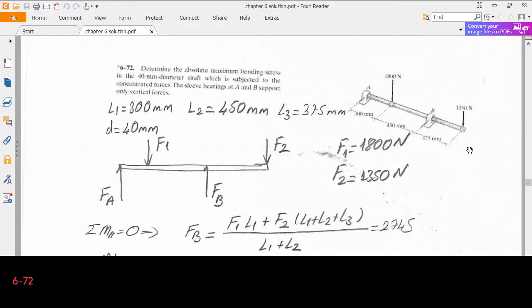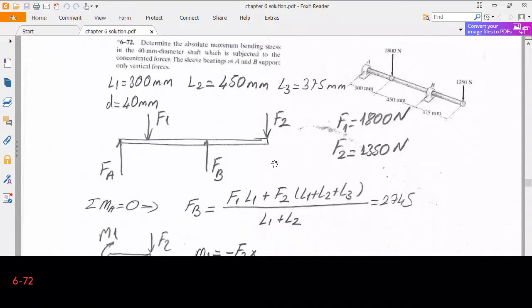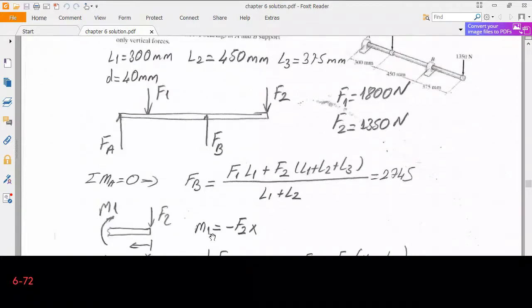This is sufficient for me to determine the bending moment distribution. I will put my reference point to the right hand side where F2 is acting on. So I will begin to cut the structure from the left hand side. First I will cut the structure between B and F2, so from here, and in fact then I will find M1 as minus F2 multiplied by X.